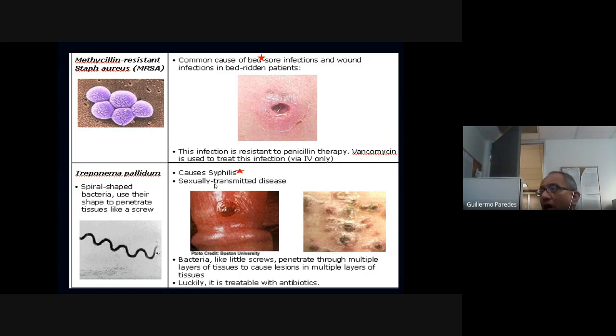Okay. Got it. Thank you. All right. We can talk more about MRSA another time, or during the break or whatever, if somebody wants extra, just let me know. We have the Treponema pallidum.